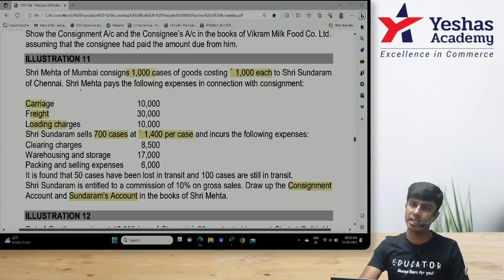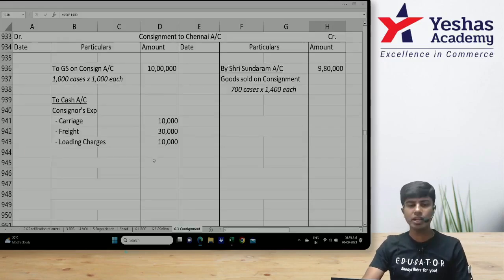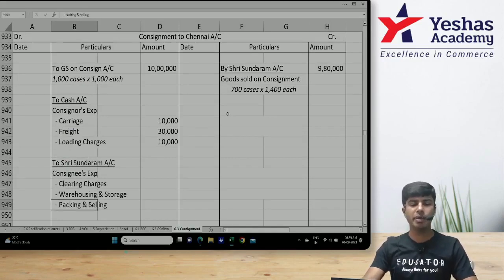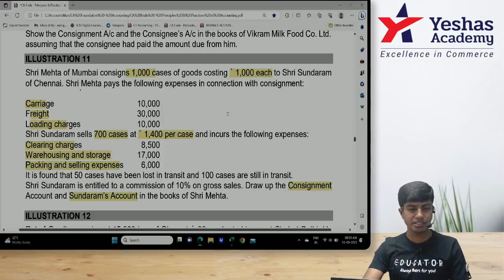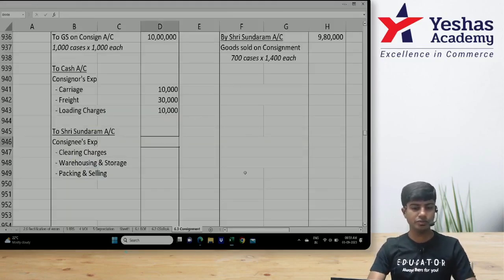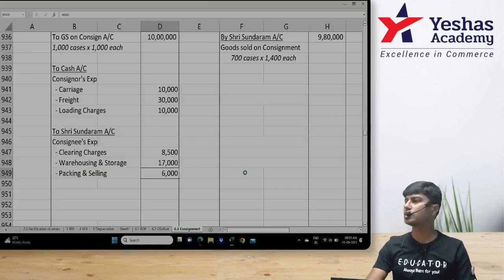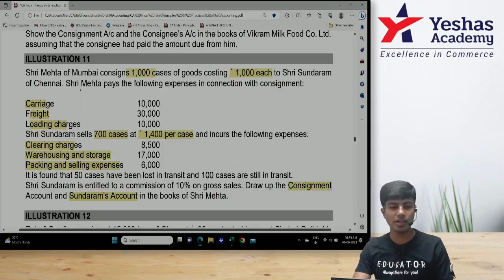Expenses are incurred by consignee. What expenses are paid? Clearing charges, warehousing and storage, packaging and selling. 8500, 17,000, and 6,000. Entries in our consignment account, I will write to consignee account, Shri Sundaram. Consignee's expense. Clearing charges, warehousing and storage, packaging and selling. How much is clearing charges? Very good. How much is warehousing and storage? How much is packaging and selling? 6,000. Clear? What is after this?